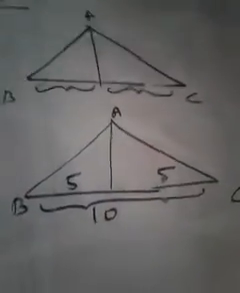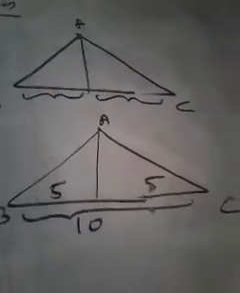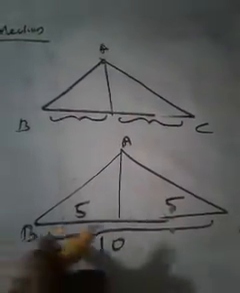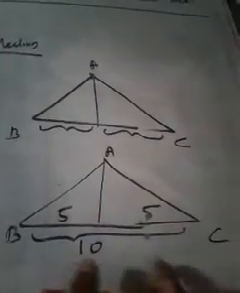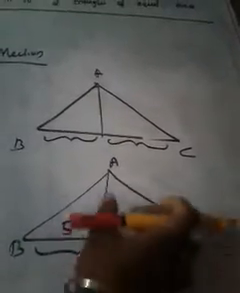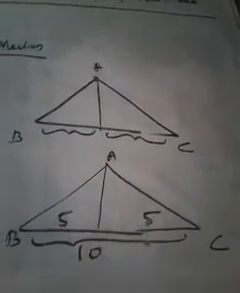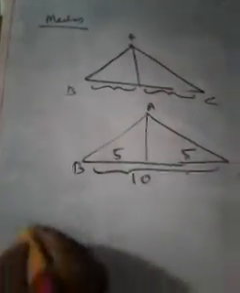That means median is a line from a vertex to the opposite side of that vertex such that that line should bisect the third side or bisect the side. If BC is 10 cm, that line should divide BC as 5 and 5. Then only you can call it a median. You may have understood. Okay, so how can we write a definition?